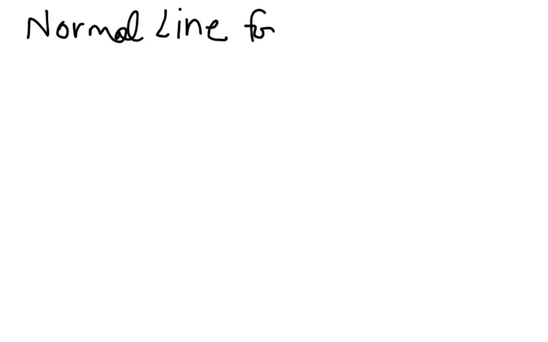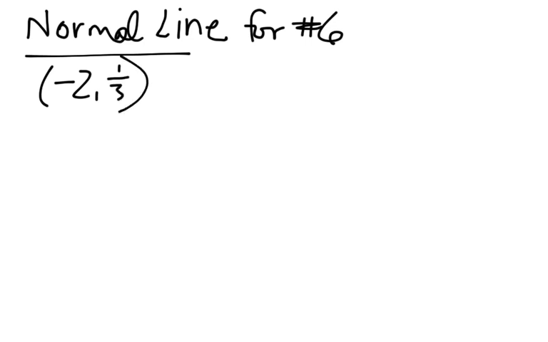Okay, the next example we're going to do is we're going to find the normal line for the problem 6 that we just did. So we have our point. Now the equation of a normal line is an equation of a line. We're going to go with point slope form again. We're going to need that same point, -2, 1/3. That's going to carry over.